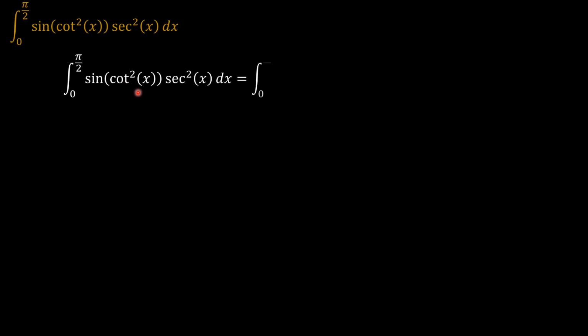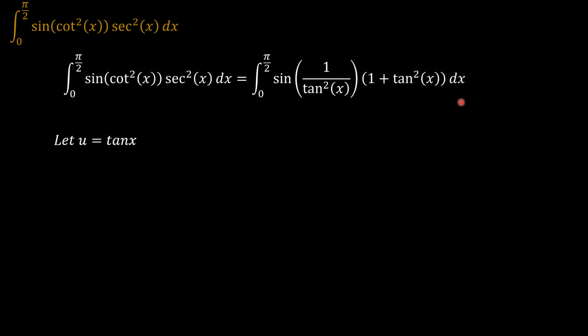So first things first, what I would do with this problem here is I would like to express everything in form of tangent. So cotangent squared x is the same as 1 over tan squared x, and sec squared x is the same as 1 plus tan squared x. Then the next thing is I would say let u be equal to tan x such that du dx is the same as sec squared x, and therefore du over sec squared x is equal to dx.